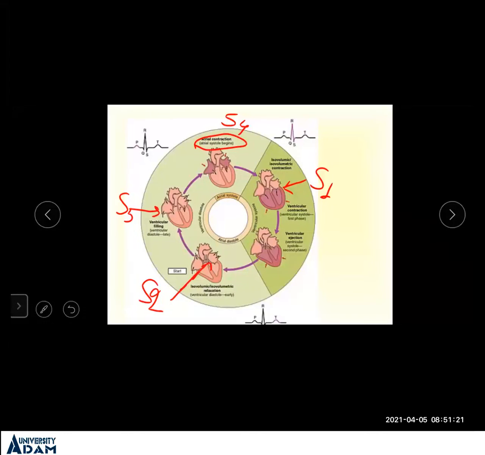What about sound splitting? Do you know what sound splitting is? And what is a murmur? Is it pathological or physiological? The heart murmur is pathological. Murmurs are only pathological. We don't have a physiological murmur.